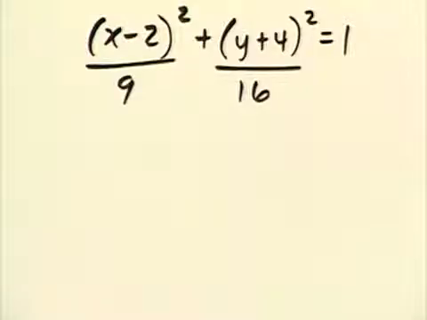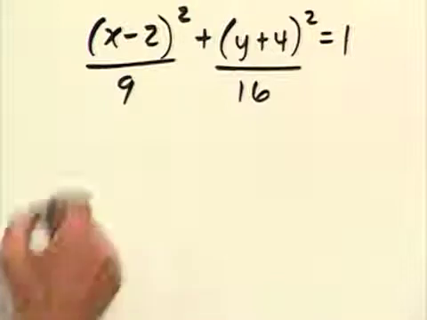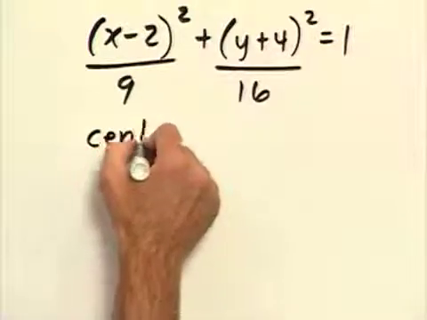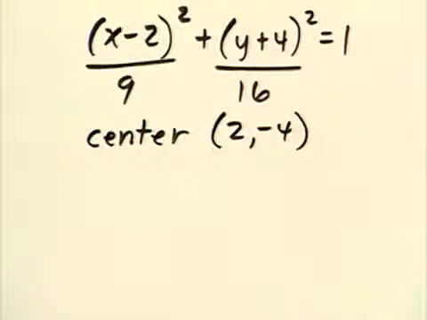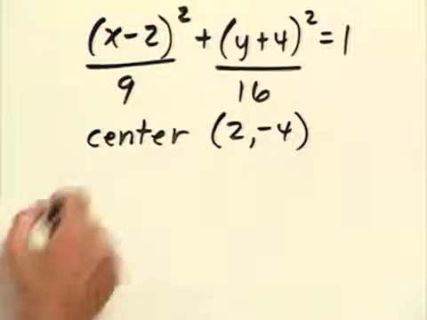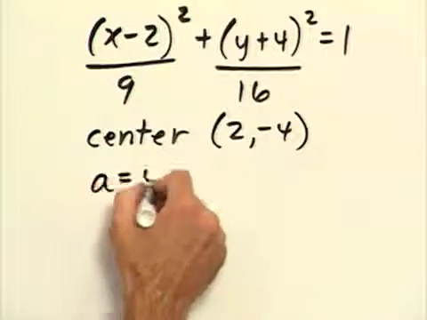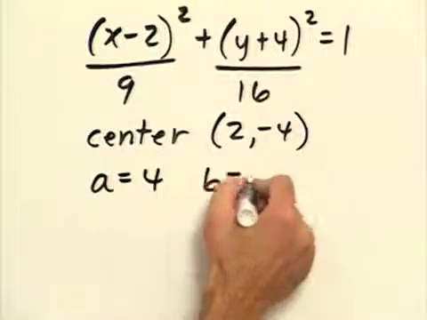Because this equation is in standard form for the equation of an ellipse, we can immediately find the center of this ellipse to be 2, negative 4. Also, because the largest number is underneath the variable y, we know that the major axis will be parallel to the y-axis. Further, we know that a will equal 4 and b will equal 3.